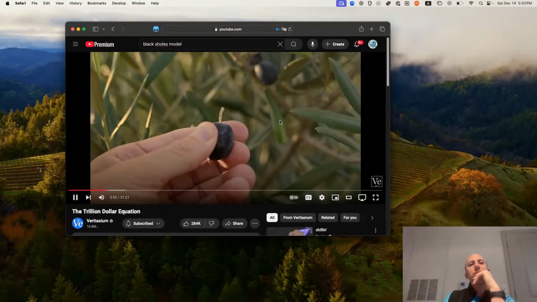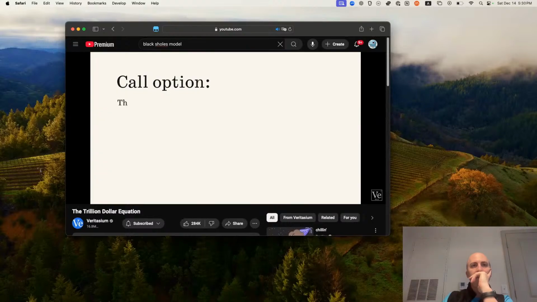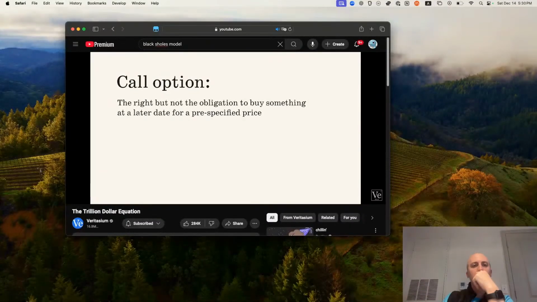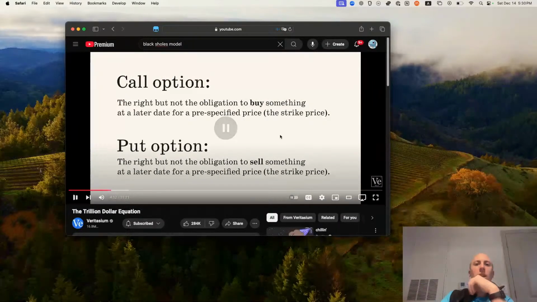Thales had executed the first known call option. A call option gives you the right, but not the obligation, to buy something at a later date for a set price, known as the strike price. You can also buy a put option, which gives you the right, but not the obligation, to sell something at a later date for the strike price.